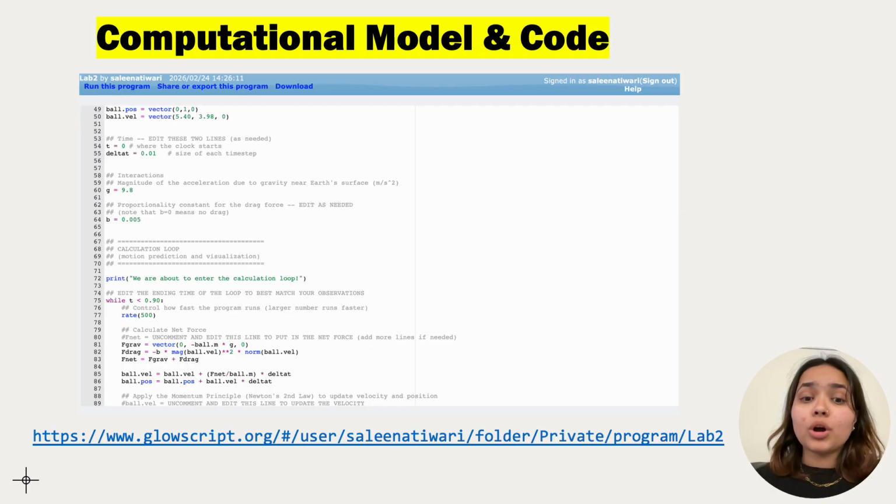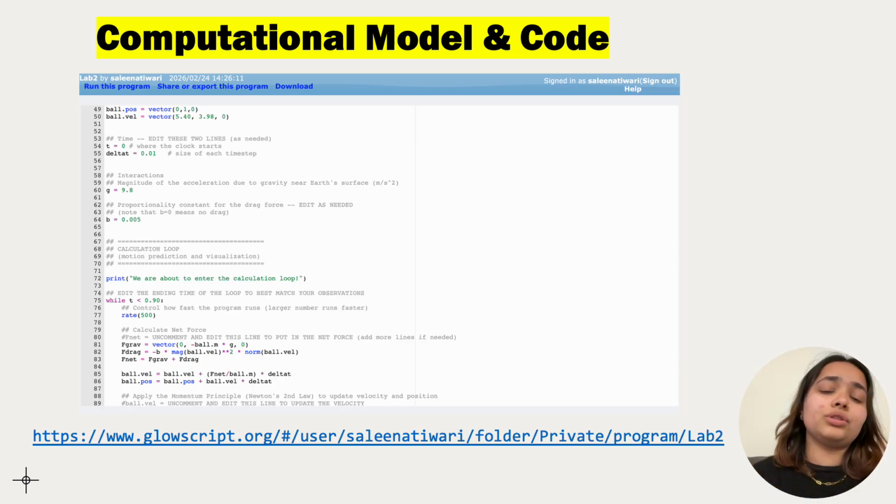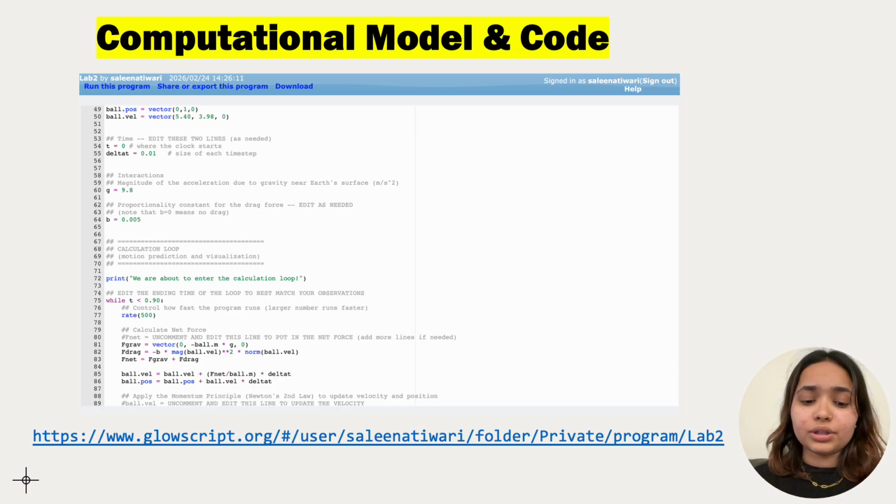So for the modeling, I used the code given in the lab instructions. You can see the loop, which includes my force update formula with the velocity and position update formula. In the upper lines, you can see my position and my initial velocity. b was set to 0, and then b was set to 0.005 for the drag and gravity model.